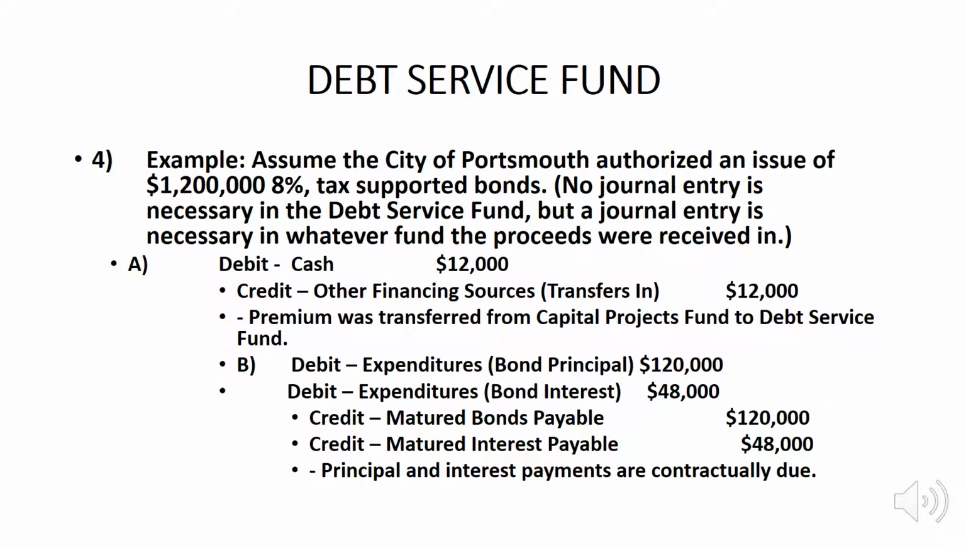So now we go on with our example, and we're in the debt service fund. Notice that we're no longer in the capital projects fund, but the city of Portsmouth, just as we talked before, authorized an issue of $1,200,000 8% tax supported bond. So this means that whether it's the golf course or one of the other buildings we talked about, taxes are going to be used to pay these back.